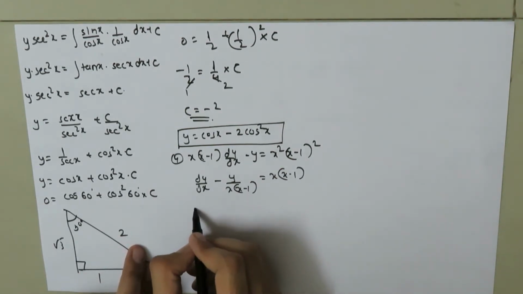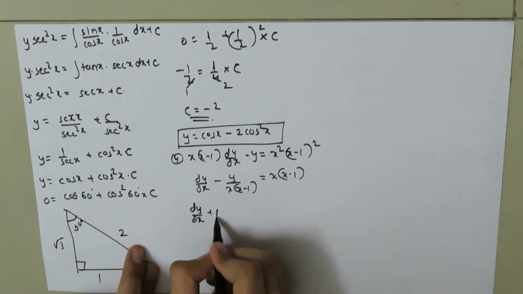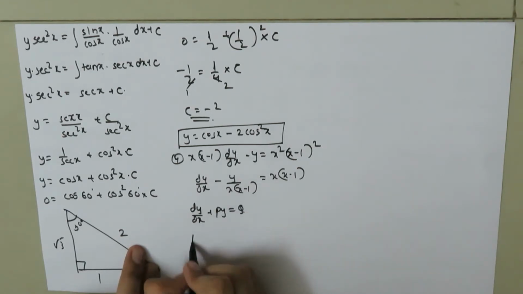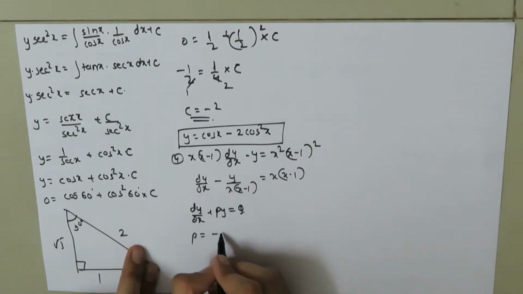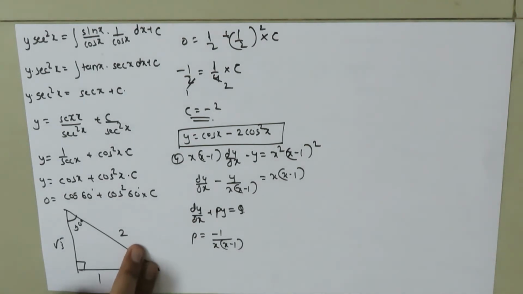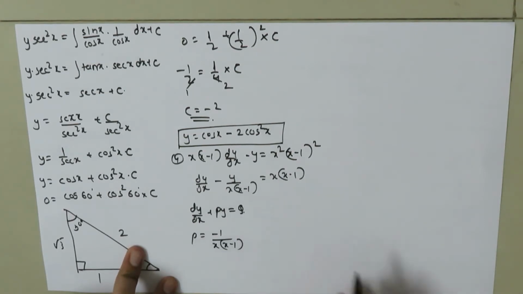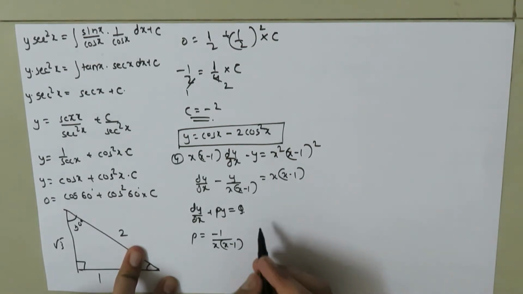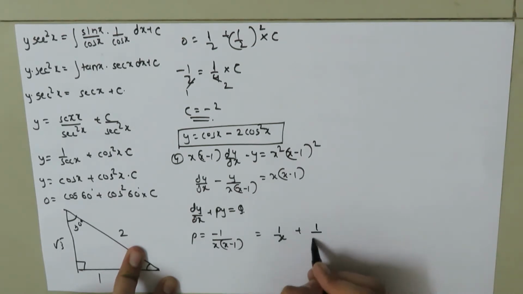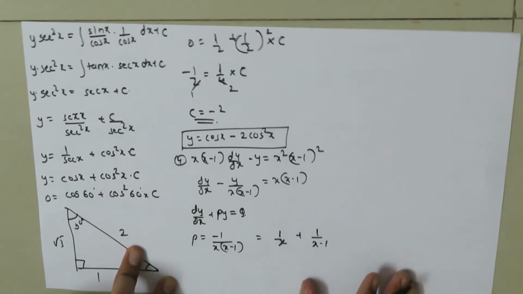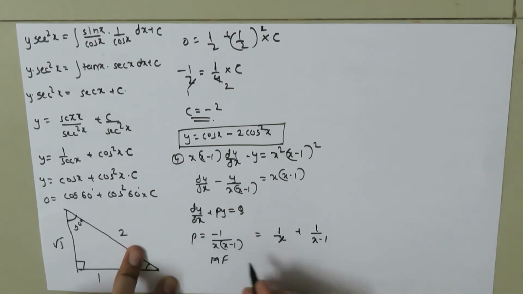So here, comparing with the standard linear differential equation dy by dx plus py is equal to q, p is equal to negative 1 upon x times x minus 1. And now, by making use of partial fractions, we are going to split these terms, which gives 1 by x plus 1 upon x minus 1. So this is our mother fraction and these are our child fractions.